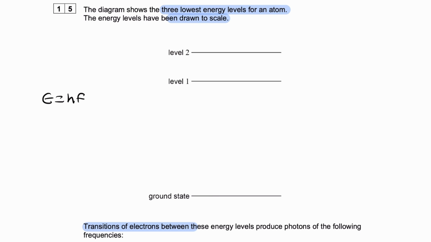So there's three possible de-excitations. There's 2 to 0, which is the biggest. There's 1 to 0, which is the second biggest. And then there is 2 to 1, which is the smallest.